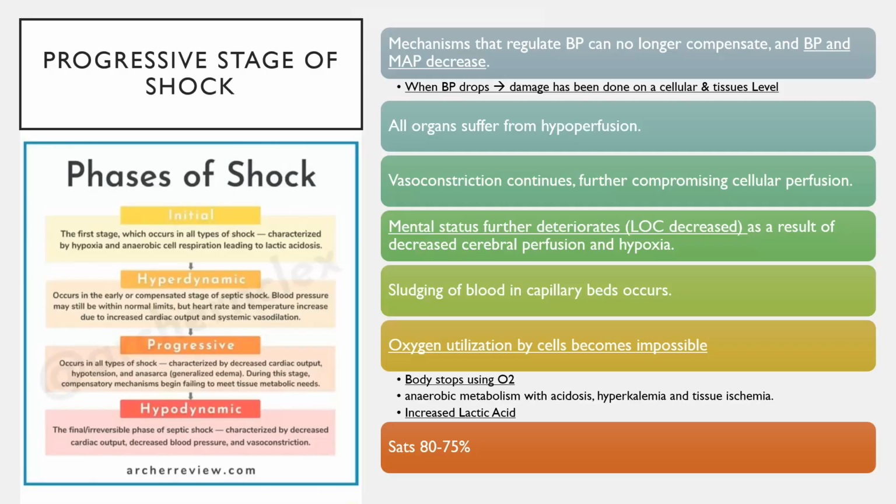Sludging of blood in the capillary beds occur. Oxygen utilization by cells becomes impossible. There is the sludge, the blood is not carrying the oxygen appropriately, and it can't get to the sites appropriately. So you're going to see more of your cells die off. The body's going to stop using oxygen, anaerobic metabolism with your acidosis, hyperkalemia, tissue ischemia, all of that's going to occur. So metabolic acidosis is going to be a big concern. Your saturations, O2 sats, are going to be down to 75%.